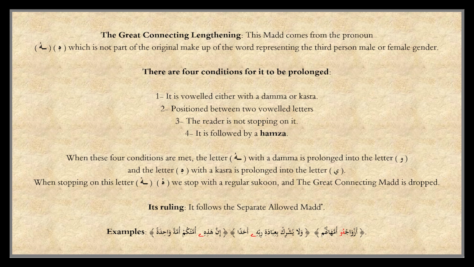For example, إن هذه أمتكم ولا يشرك بعبادة ربه أحدا، أزواجه أمهاتكم. So the difference between them: the first one we did, the lesser, follows natural mad because there is no hamza after it. This one follows the separate allowed mad because there is a hamza after it.